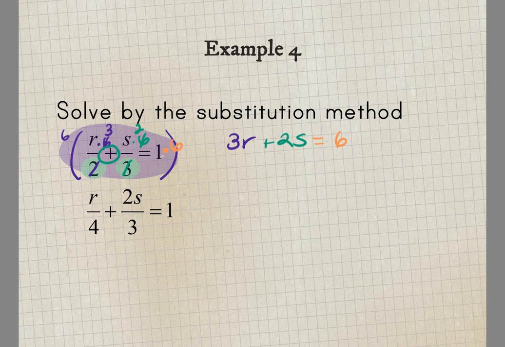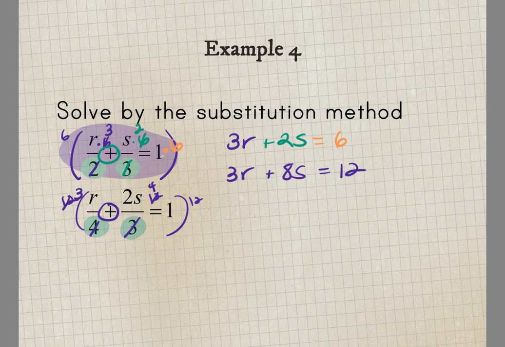Same thing for the second equation. I have a 4 and a 3. What do they both go into? 12. So I'm going to multiply everything by 12. 4 goes into 12 3 times, 3r. 3 goes into 12 4 times. Take the sign from here. So plus 2 times s times 4, 8s. And 1 times 12, 12.